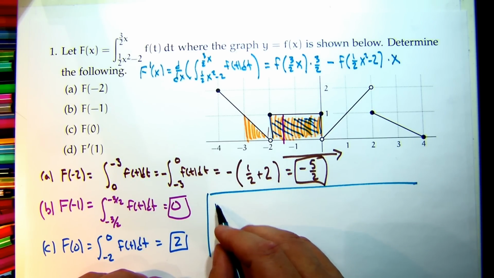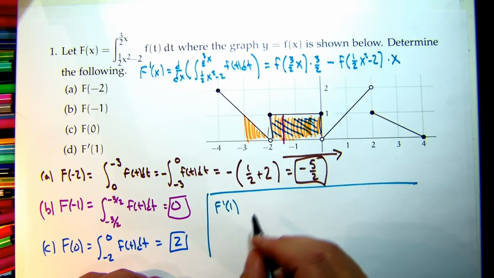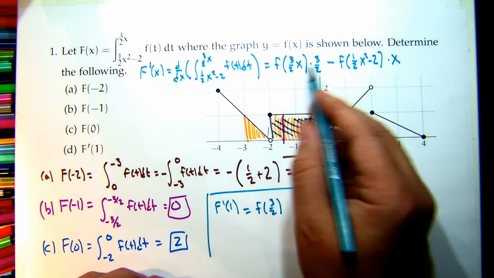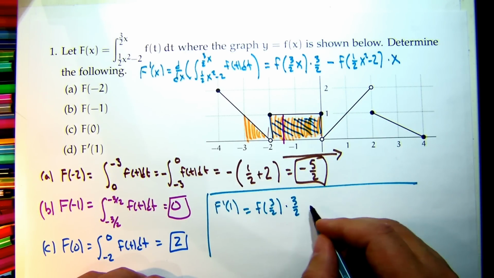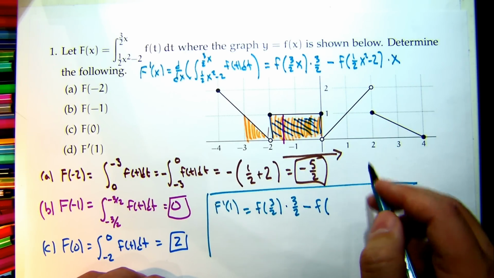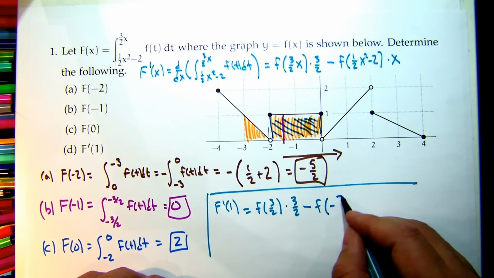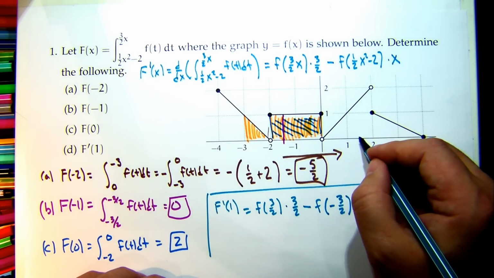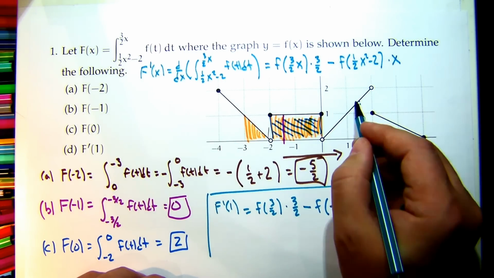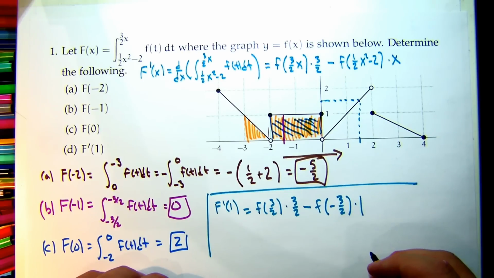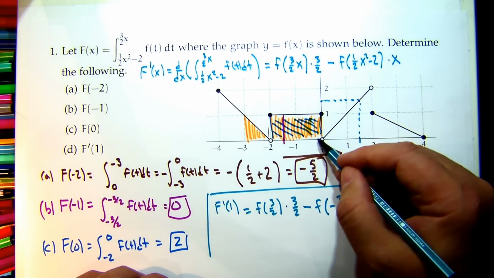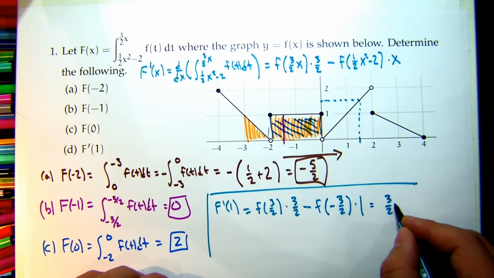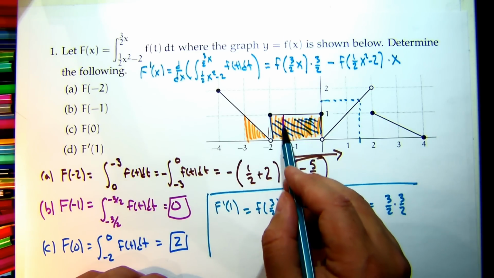So now we say, okay, what is f prime of 1? Well, according to this, f of 3 halves times 1 is f of 3 halves times 3 halves minus f of 1/2 minus 2, negative 3/2 times 1. Well, come to the picture. If I go to 3/2, what is the value of the function at 3/2? It's 3/2. In fact, you can see it's on this line segment where y equals x. So this is 3/2 times 3/2. F of negative 3/2, what is that?